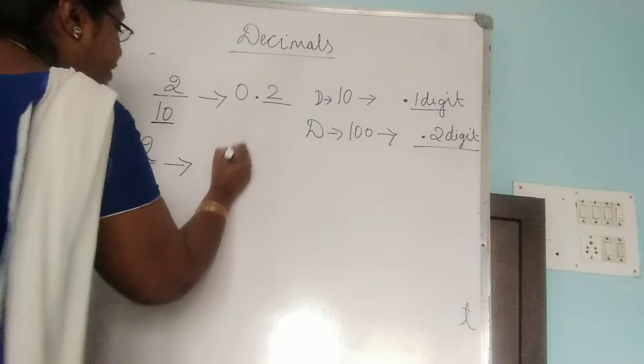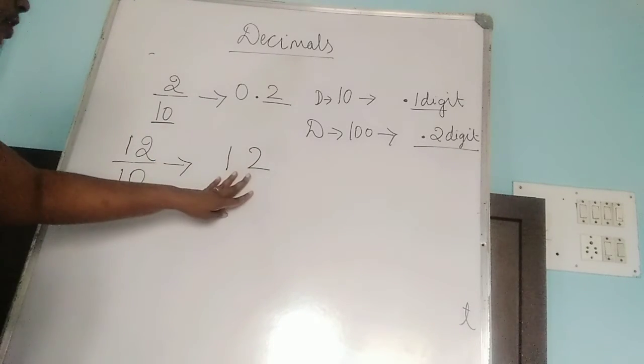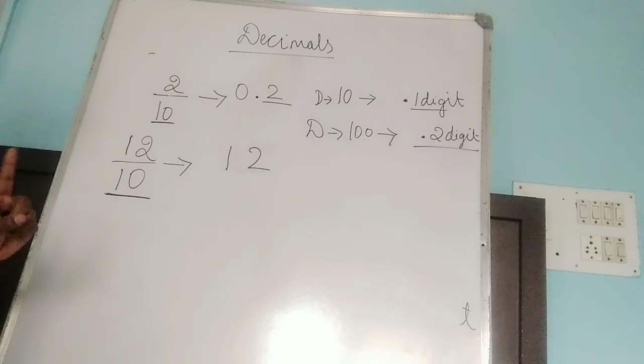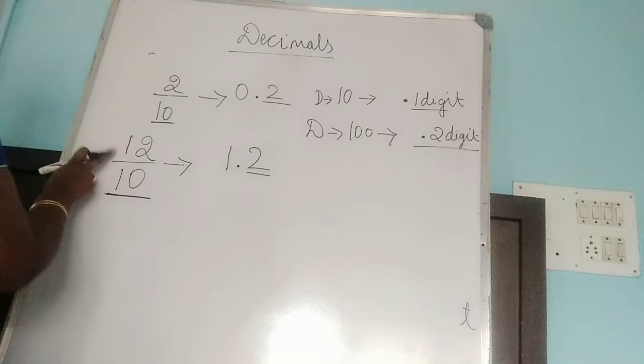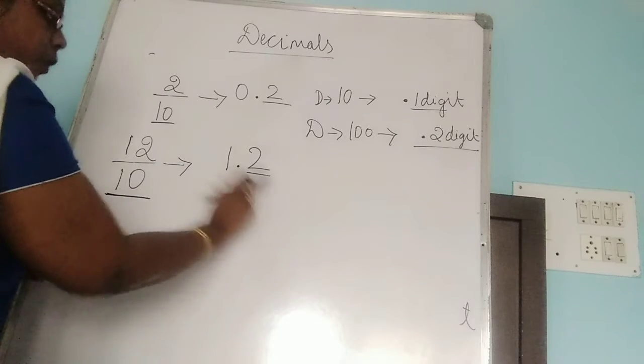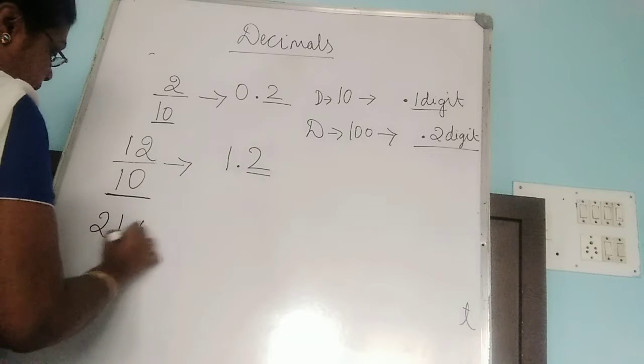So just write 12. What is the number given here? Write 12. And after the point you should have one digit. So if you keep the point here, you will have one digit. So the answer for 12 by 10 is 1.2. Got it? Yes. Now let's do 246 by 10.